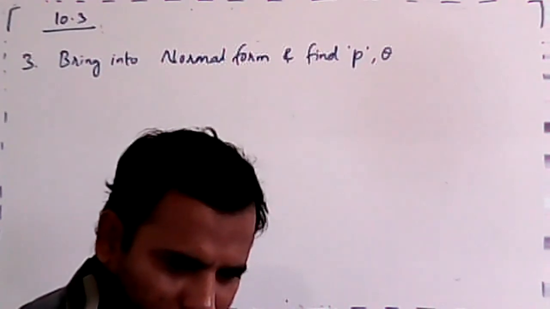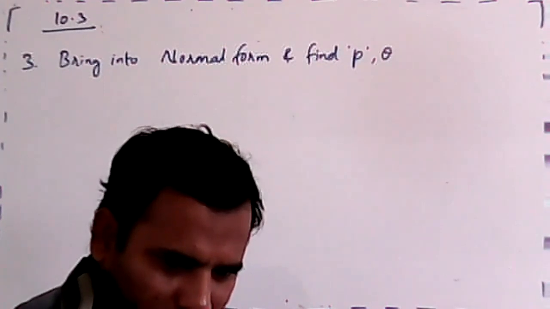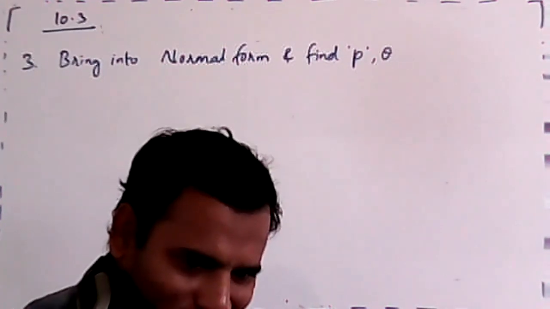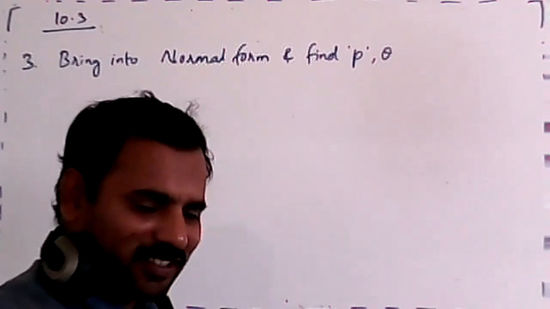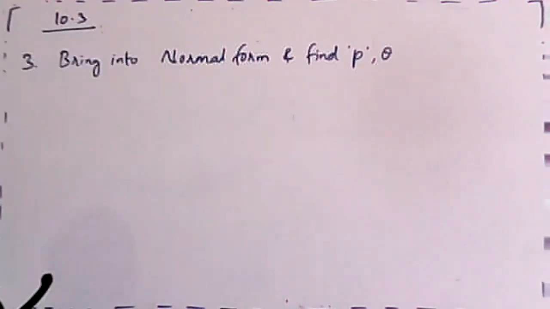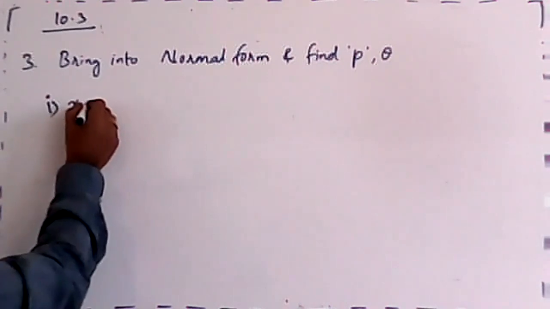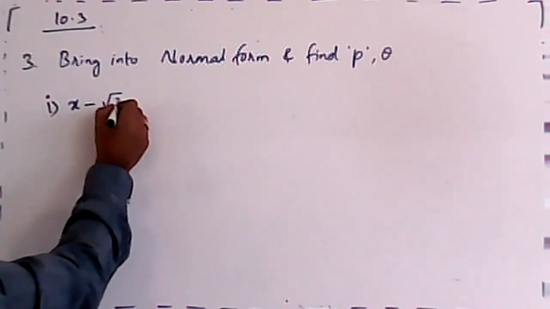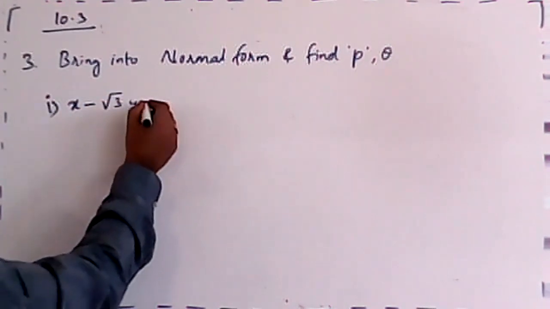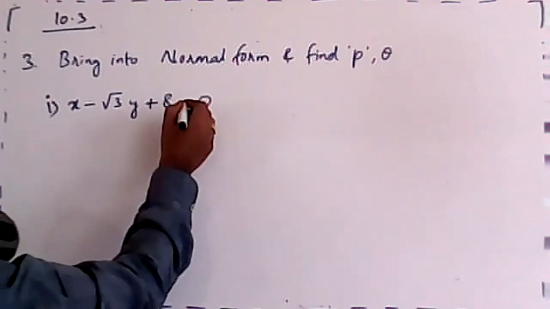Good. Shravan, p. x cos omega plus y sin omega. Very good. The same thing we will use now. Let me see the first question there. They have given the first question like this: x minus root 3 y plus 8 is equal to 0.